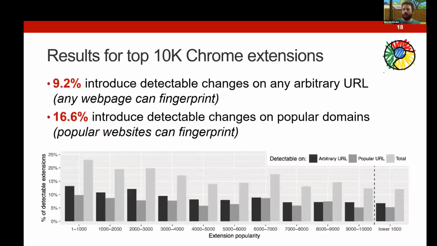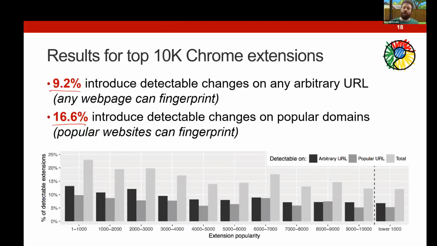So the result of that experiment was that for the top 10,000 extensions, we found that roughly 10% of them introduced detectable changes on any arbitrary URL, right? So if you would go to any website on the internet, that website had the power to fingerprint roughly 10% of extensions. However, if you were actually looking at popular sites such as twitter.com and Gmail and so on, these sites could actually unmask 16% of extensions.